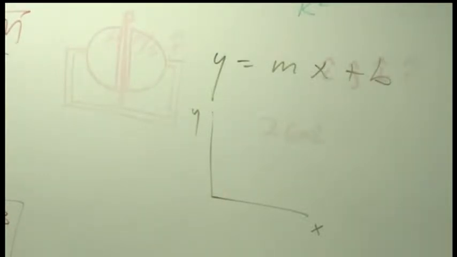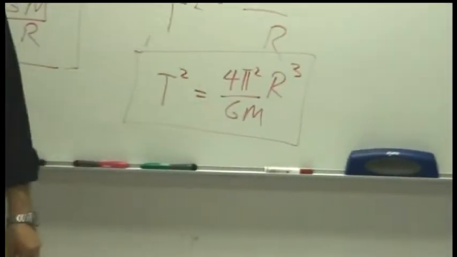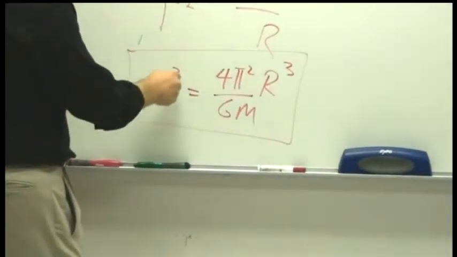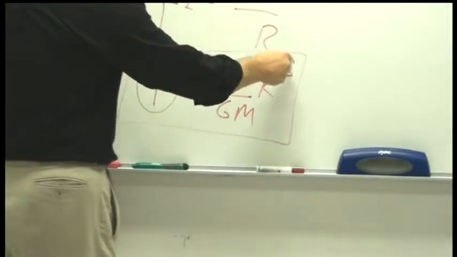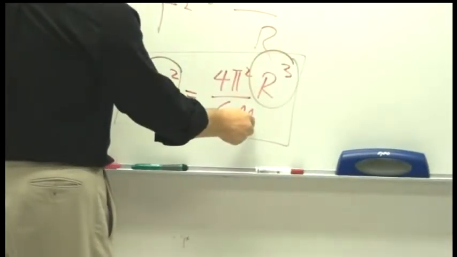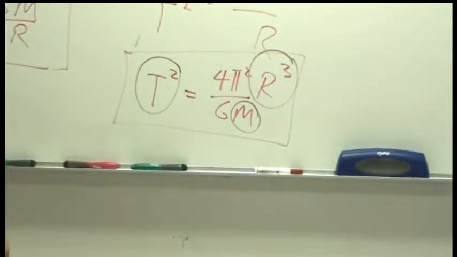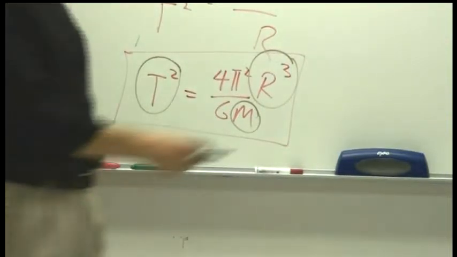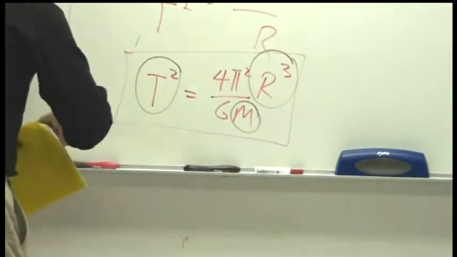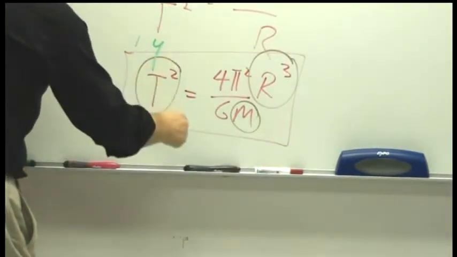Okay? So here you go. See this right here? What are my variables? R. This is my variable, R, and this is my variable. I'm looking for this. Does that look like y equals mx plus b? Sure it does. Kind of, maybe. Right here. You see it?